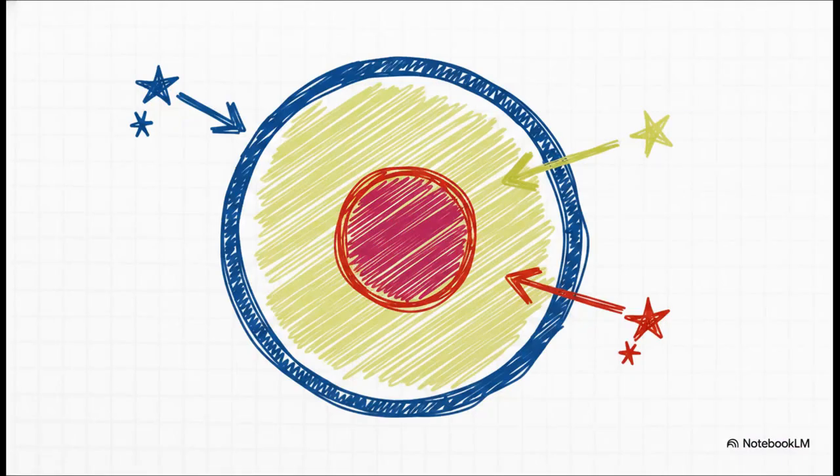Okay, moving to section 2, the three main parts. Now, no matter how incredibly complex a cell gets, it almost always relies on a foundational trio of structures just to survive. We can identify these primary parts as the cell membrane, the cytoplasm, and the nucleus. Let's break down the heavy lifting each of these actually does for us.